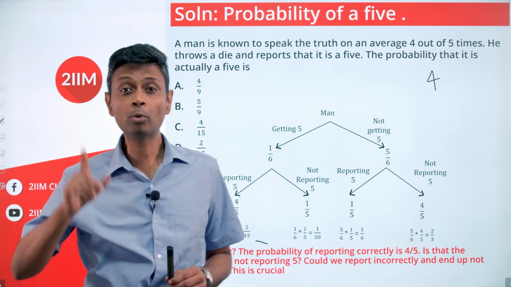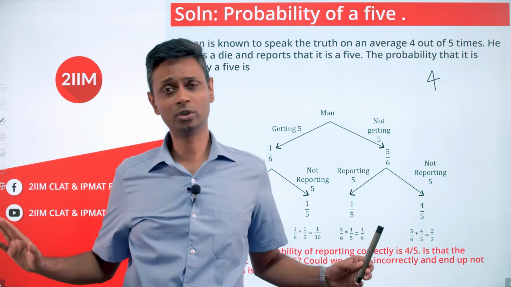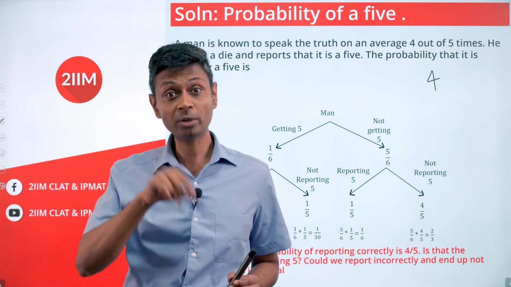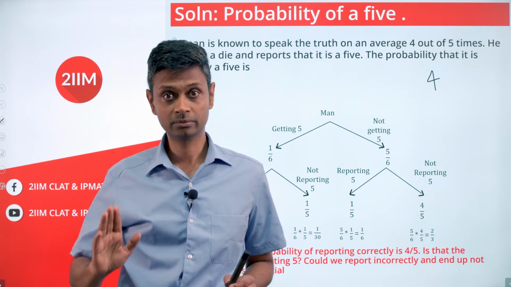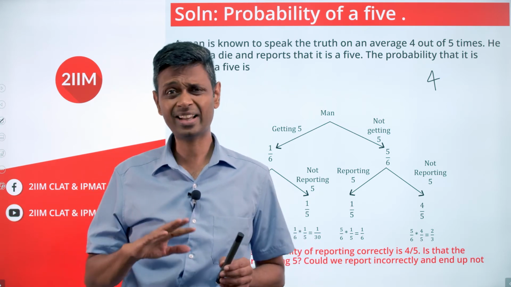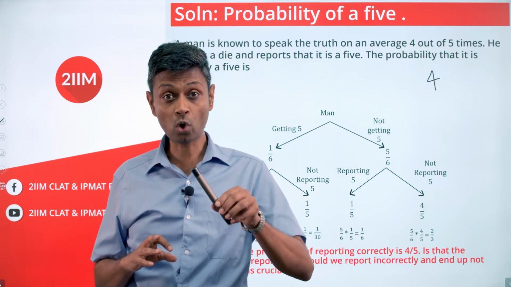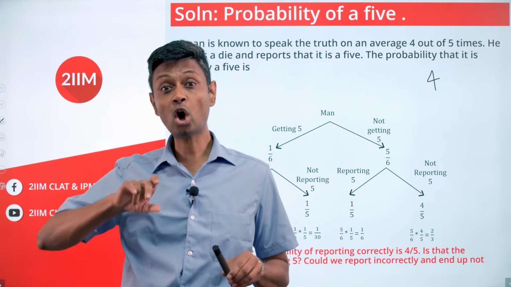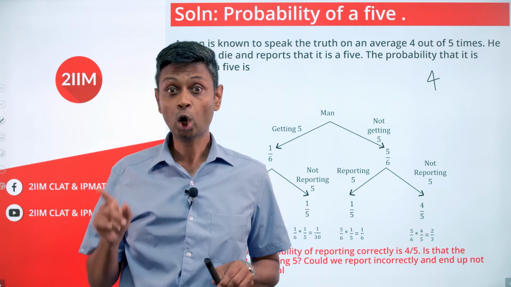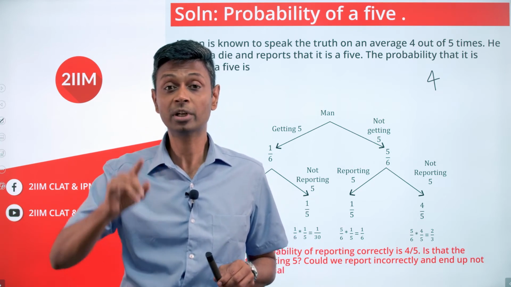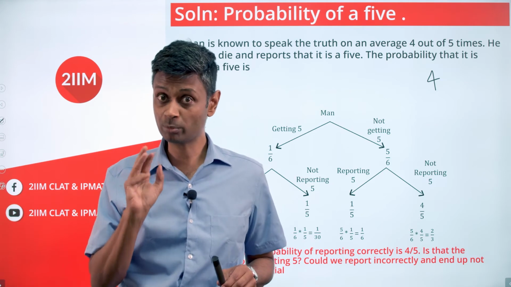The probability of reporting 4 is 4 by 5. Good. Probability of not reporting 4 is 1 by 5. Reporting 4, not reporting 4: exactly complementary events adding up to 1. Good. Probability of reporting 4 is 4 by 5. Not reporting 4 is 1 by 5. Not reporting 4 is not the same as reporting 5. Very crucial point there. Right?